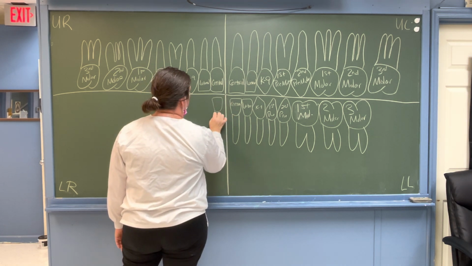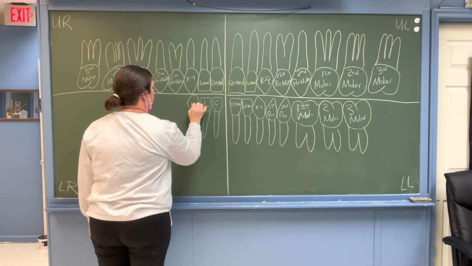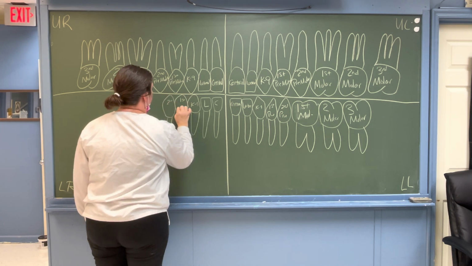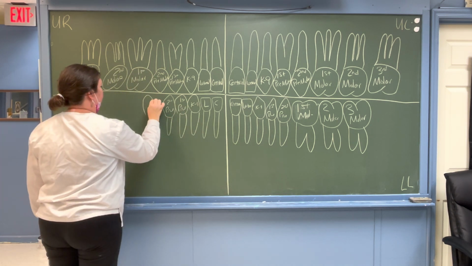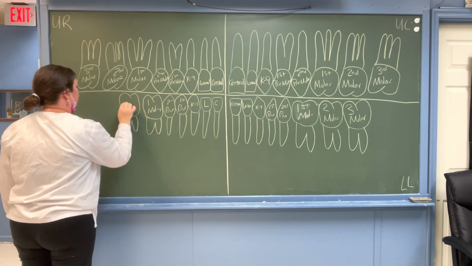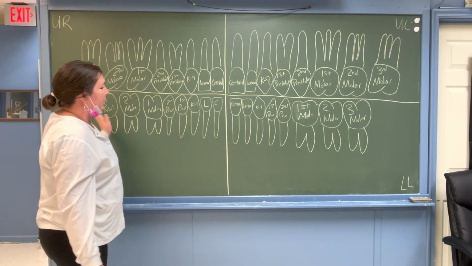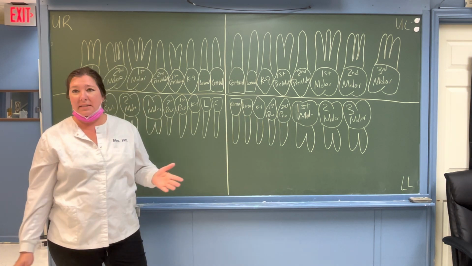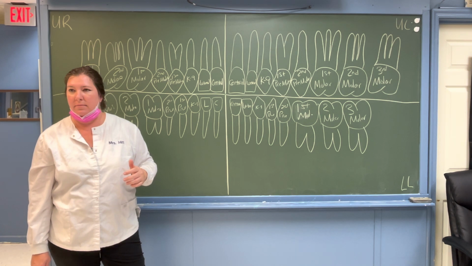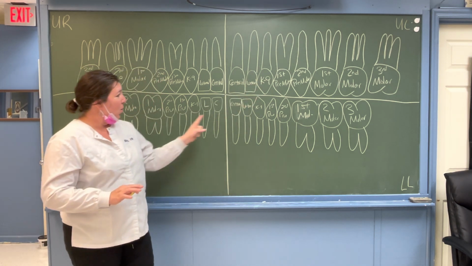Now, how about this side? Central. All right. How many teeth do I have here? 8. All right, so all on the lower, how many? 16. What is 16 plus 16? 32. So how many teeth do we have in the whole mouth?